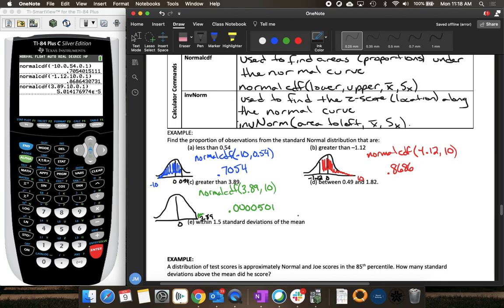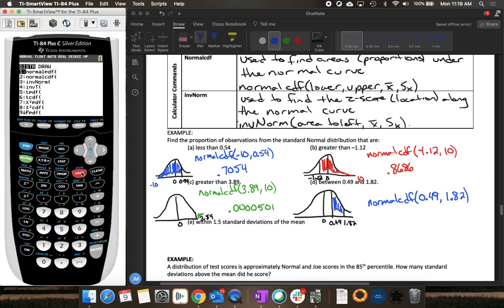Let's do one more. For this next one, again, we're on our normal distribution. We've got our mean at 0, and we want to know what percentage is between 0.49 and 1.82. We want to know what is this area in between those two values. So this time we actually know both a lower and an upper bound that we're going to have to type in. The lowest bound is the 0.49. The upper bound is the 1.82. Again, if you have to type mean and standard deviation, you can leave those as 0 and 1 or leave them off if you don't have to.